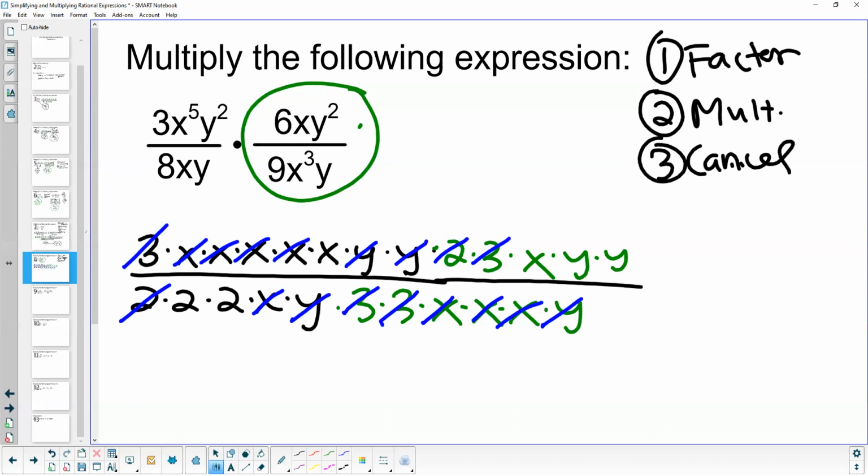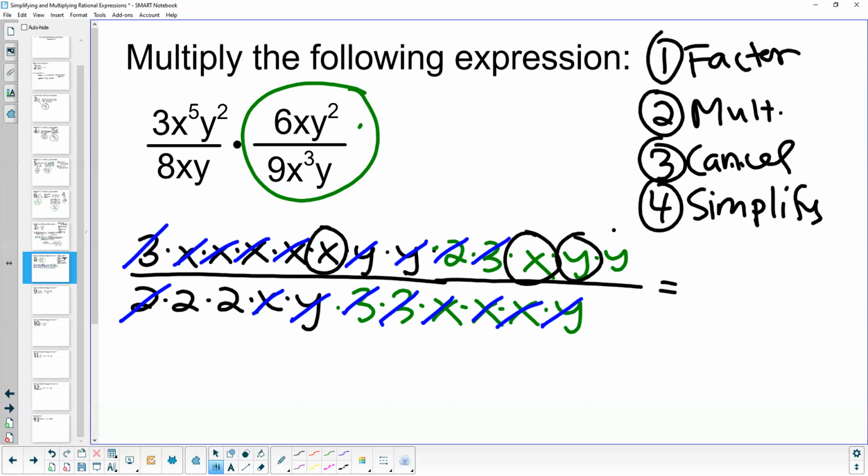Okay, do we see anything else that's in common here? I personally don't. So then we need to do that last and final step, which is where we simplify. So what happens when we simplify here? Well, now we need to see what's left over on top after we got rid of stuff. I have this x, this y, and this y. So I've got 2 x's and 2 y's, which is written as x squared and y squared.